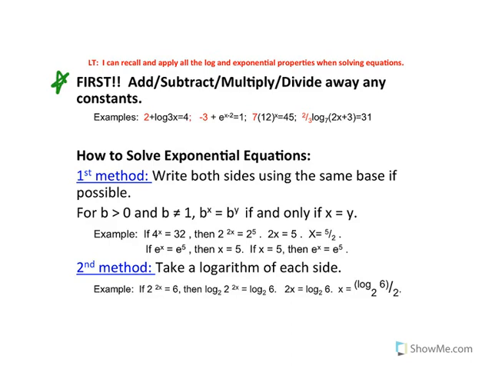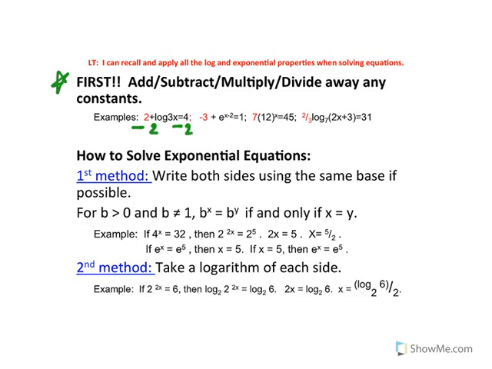Always, whether we see an exponential or a logarithmic, if there's a constant or a coefficient that we can get rid of first, that is what we want to do first. I've given you 4 different examples here. So 2 plus log of 3x equals 4: our first step in solving that equation is to subtract 2 on both sides.